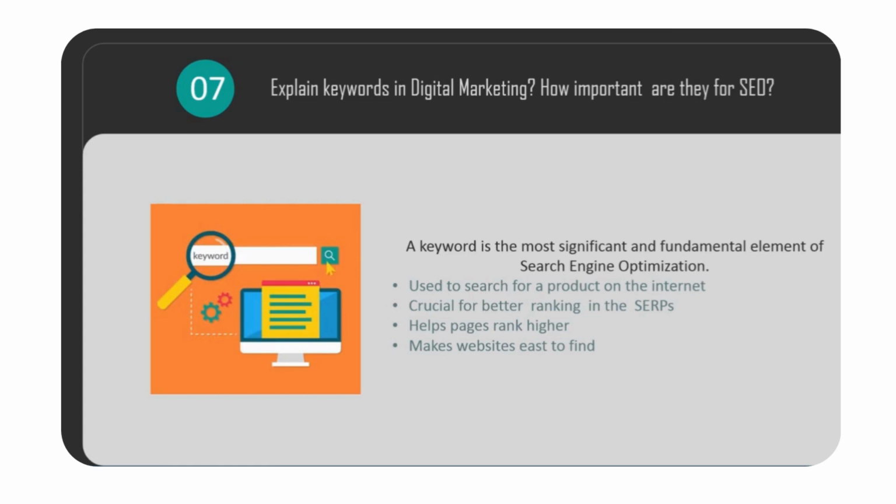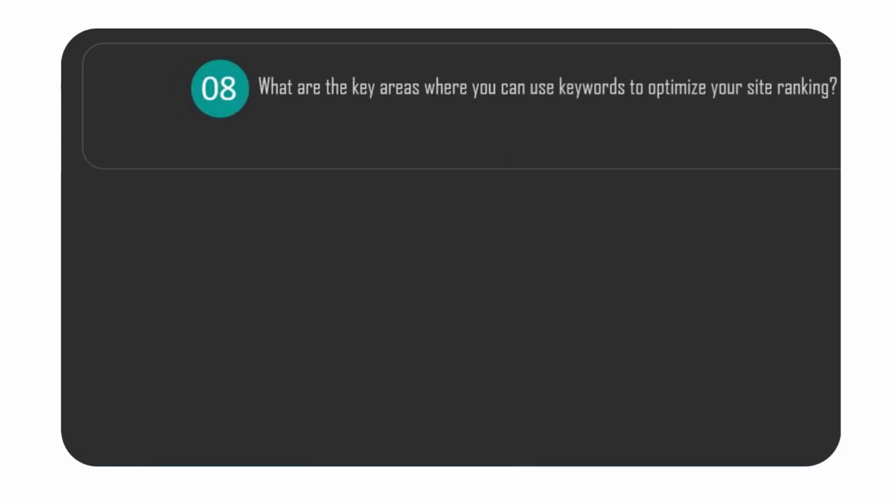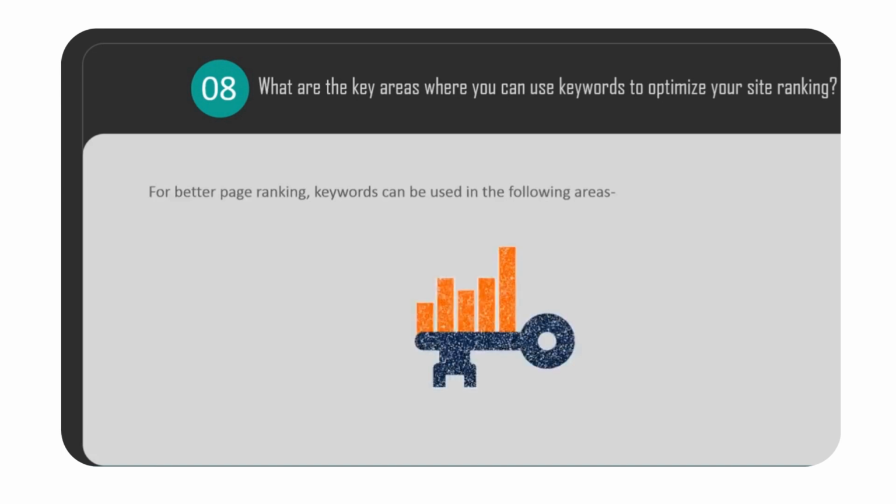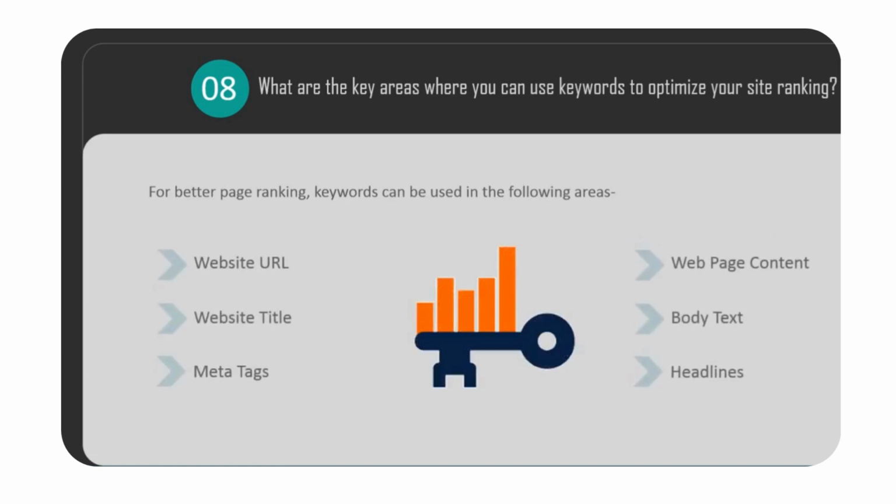Now, moving on to the next question, we have what are the different key areas where you can use keywords to optimize your site ranking? Okay, this is an important question. You can use keywords to optimize your site ranking by mentioning them or linking them in your website URL, website title, meta tags, web page content, body text, and headlines. If these contain your keywords, it is for sure that your keyword is ranking and the entire page pertains to one keyword. If you want to optimize your content, SEO is a must. So by mentioning them in all of these, you don't have to stuff your keyword in between anywhere.